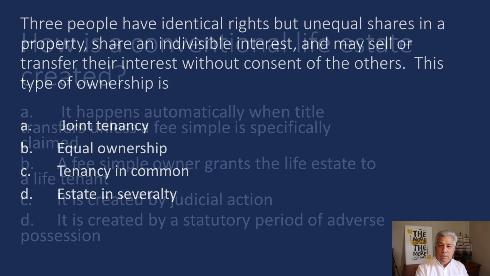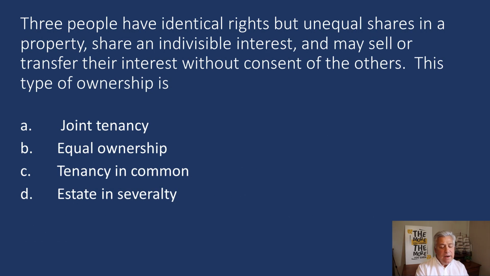Question number 2. 3 people have identical rights but unequal shares in a property. Share an indivisible interest and may sell or transfer their interest without the consent of the others. This type of ownership is C, a tenancy in common. To me, what stands out is they have unequal shares. That's going to eliminate joint tenancy. Estate in severalty is just for husband and wife. The answer would be C, tenancy in common.